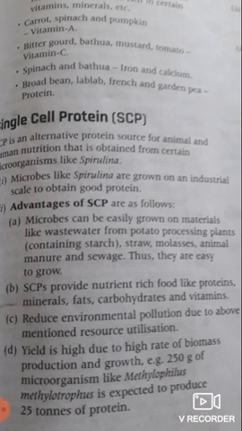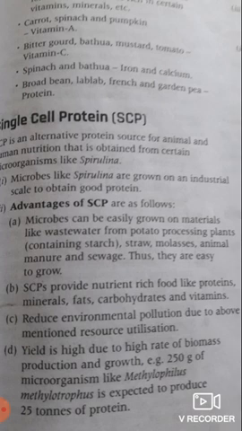There are other microbes like spirulina, Methylophilus and Methylotrophus which can also be grown on an industrial scale, and which are a good source of protein. These microbes, spirulina, Methylophilus and Methylotrophus, are different fungal-type organisms which can provide a sufficient amount of protein in our diet.